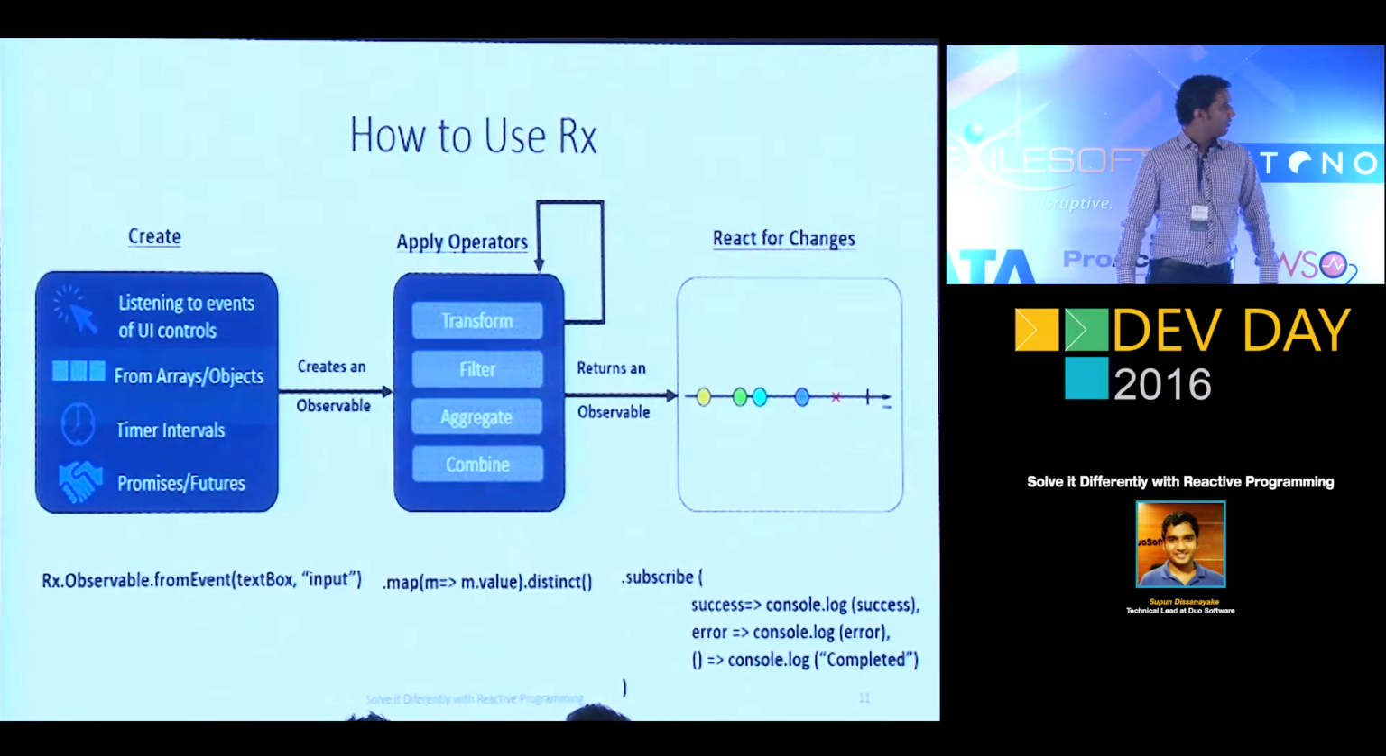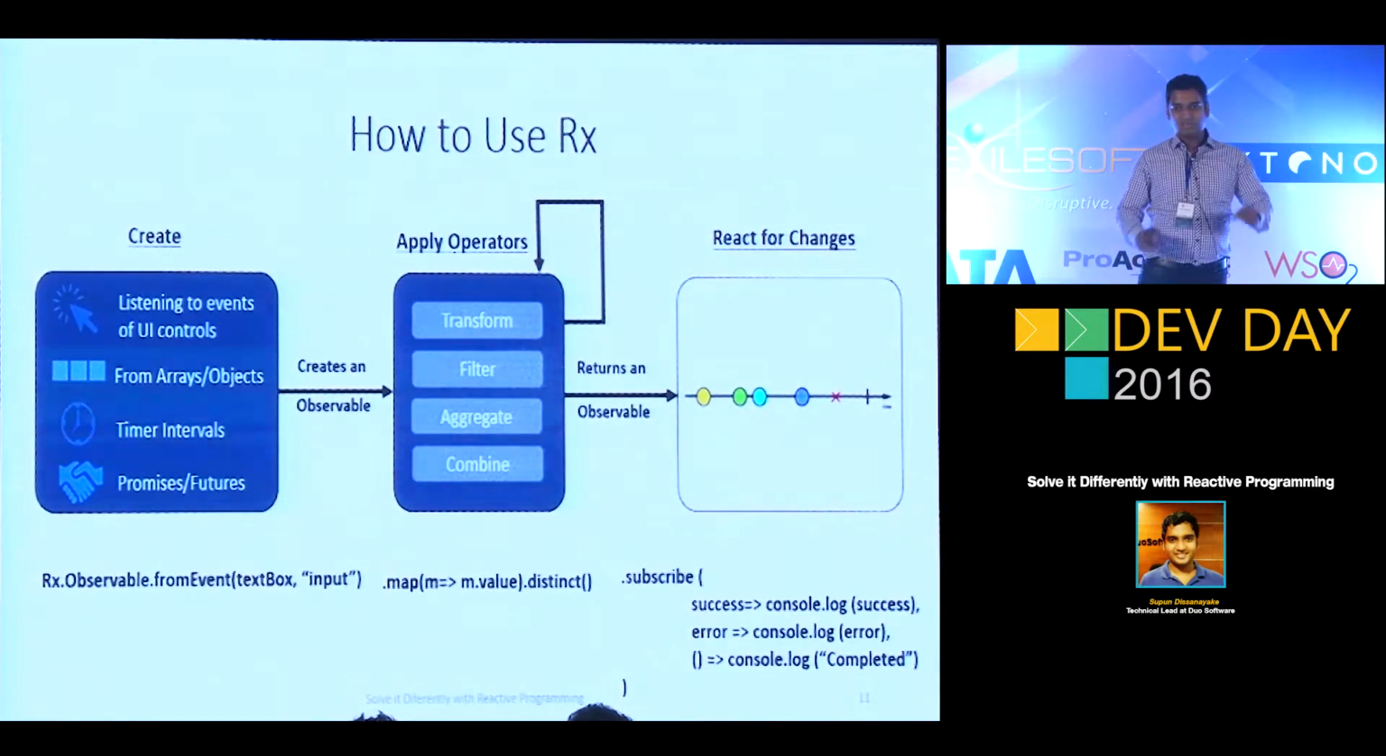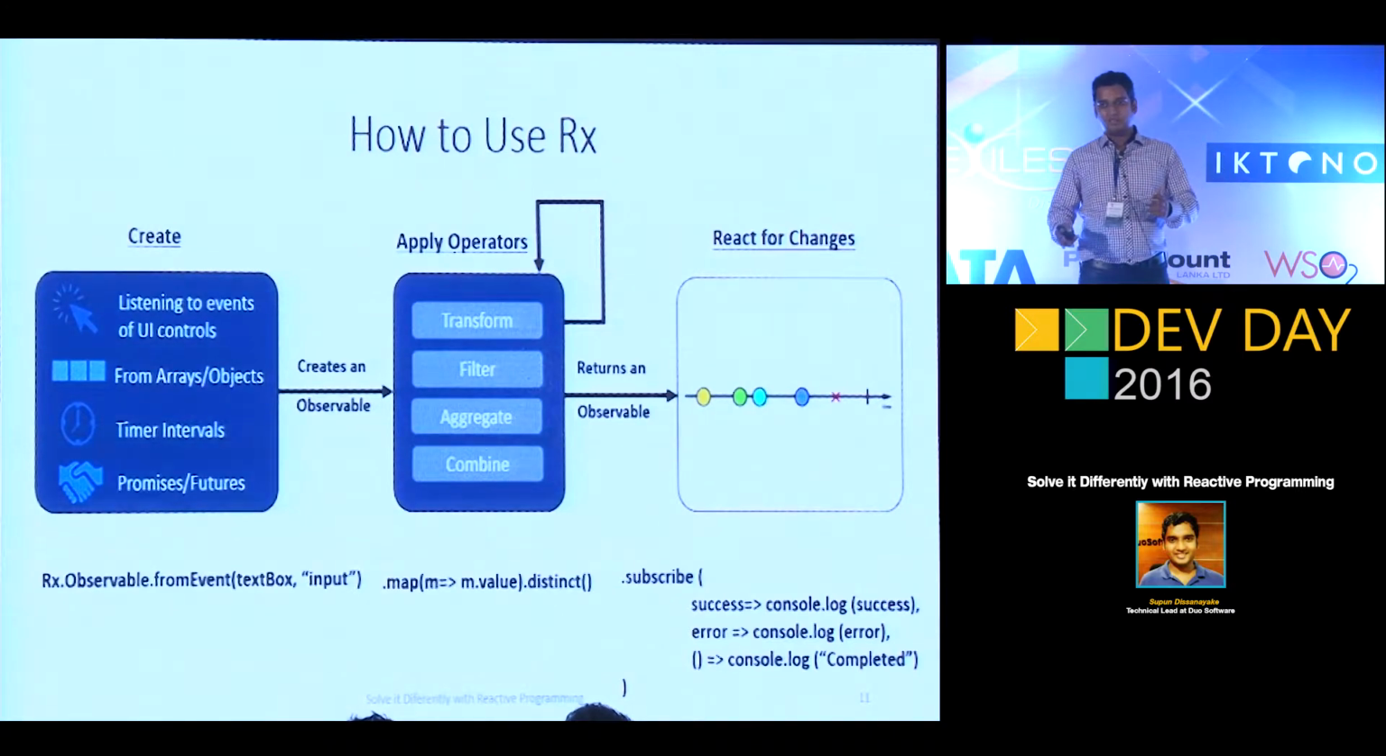Filter operators are also there, so you can filter out all the unwanted things, and you can also apply mathematical operators like maximum, minimum, and those kinds of things. Whenever there are two or more observables, you can combine them and create one observable. And also, how do you react to changes inside an observable?